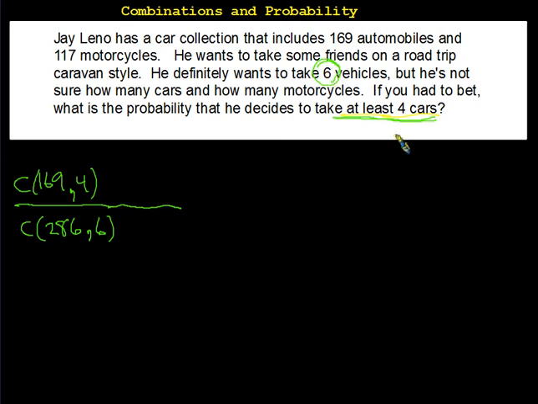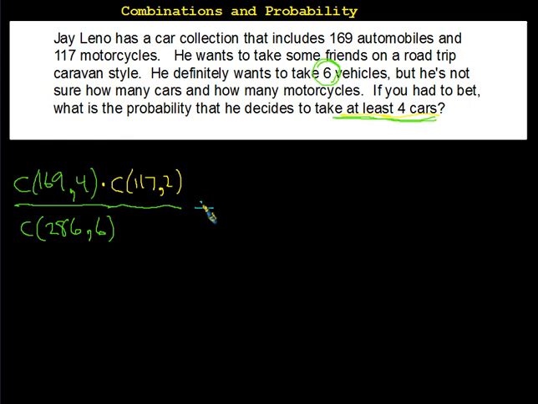So when we look at the probability of how many ways that he'll take 4 cars, it's assumed that he's also going to take 2 motorcycles. So even though it's not said so in the question here, we have to tack on, we have to multiply times the number of ways that he could take the 2 extra motorcycles that would be required to make 6 vehicles. So again, we'll do 117, comma 2.